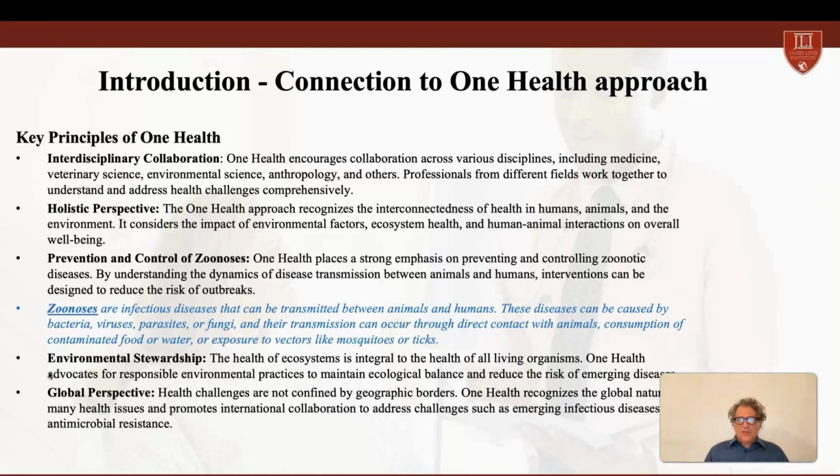So this is very important, and the prevention and control in the One Health approach, of course, include the control of any sort of infection that can be transmitted from animals to humans. And also environmental stewardship: the health of the ecosystem is integral to the health of living organisms, and it also advocates responsible environmental practice to maintain the ecological balance and to reduce the risk of emerging diseases.